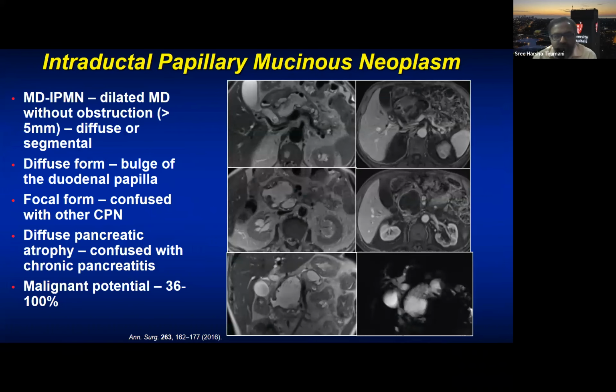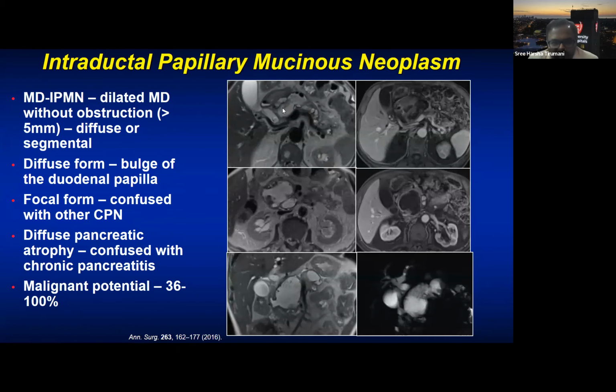Now, in contrast, when it comes to the main duct IPMN, these are usually pretty obvious. Like in this case, this is an MRCP image. This is a thick slab MRCP image, which shows a diffusely dilated pancreatic duct. It's actually even difficult to know if this is a single cystic lesion or a duct, but you can see that it's dilated along its entire length. And the dilatation is at least 2 centimeters in diameter.